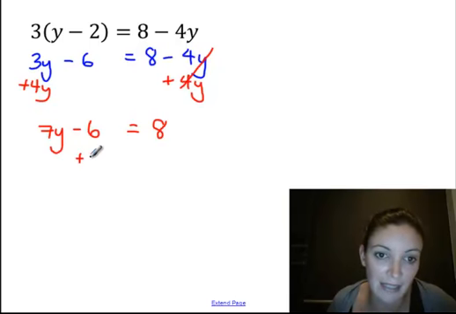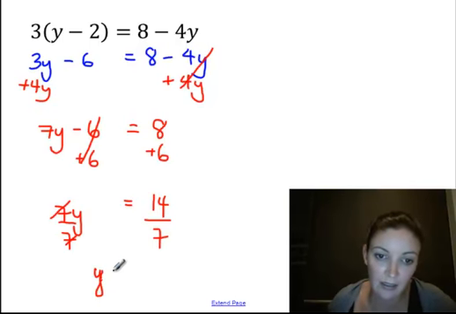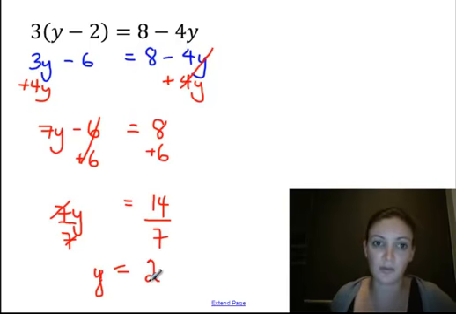So I'm going to add 6 to both sides. On the left, what I've got is 7y minus 6 plus 6, that's 0. And then 8 plus 6 is 14. So I've got 7y is equal to 14. Divide both sides by 7. Those cancel out, and that gives me y is equal to 14 divided by 7, which is 2.